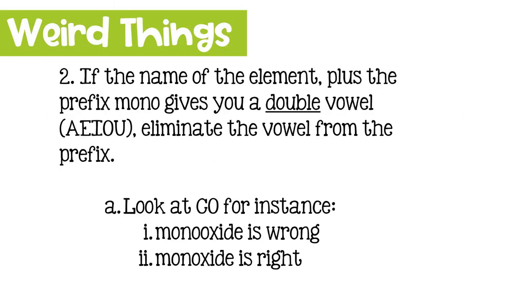Number 2, if the name of the element plus the prefix gives you a double vowel, so A-E-I-O-U, we're not counting Y, eliminate the vowel from the prefix. So, take a look at CO for instance. We say monoxide, not monooxide.